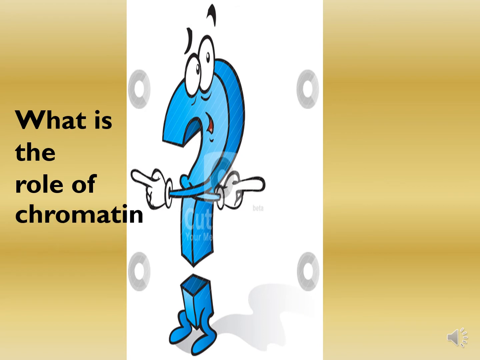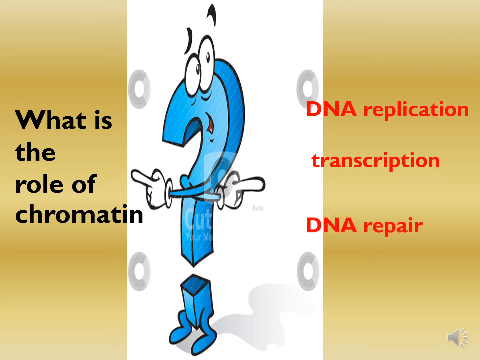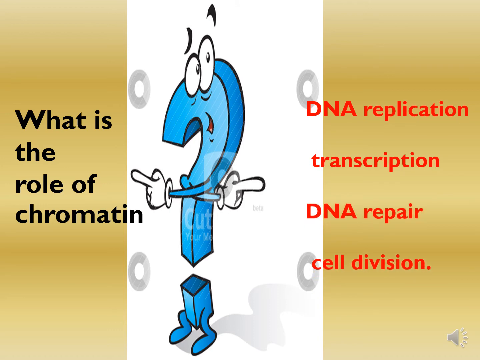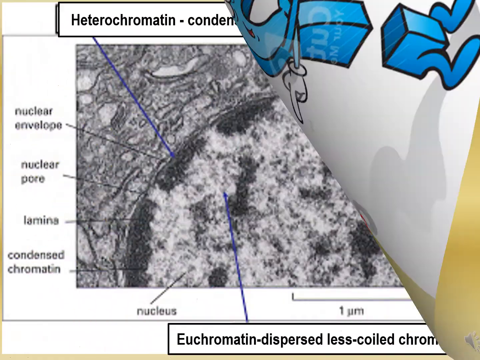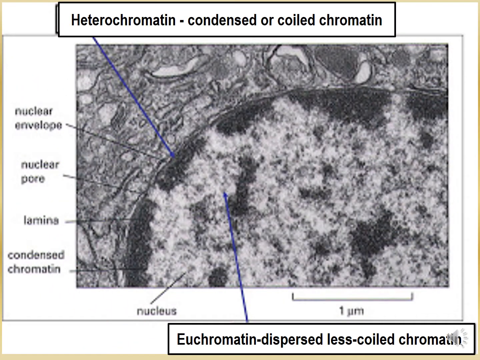What is the role of chromatin? The role of chromatin is in DNA replication, DNA transcription, DNA repair, and cell division. There are two types of chromatin that can be distinguished under the electron microscope. These are heterochromatin, darkly staining, and euchromatin, lightly staining.